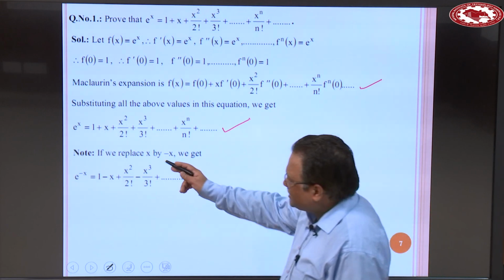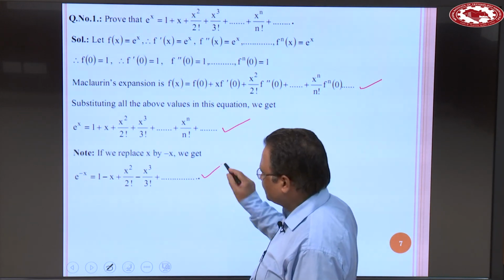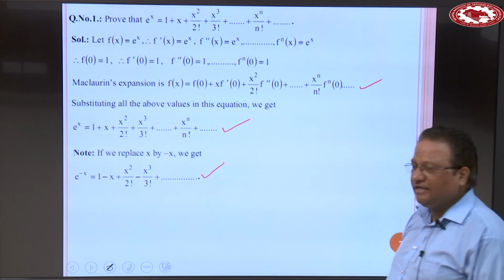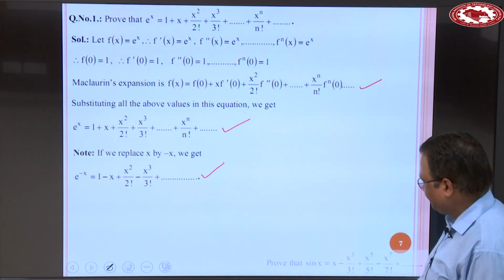Now if we replace x by minus x, then we obtain e raised to power minus x is equal to this expression. Just replacing x by minus x, here we obtain this type of expansion.